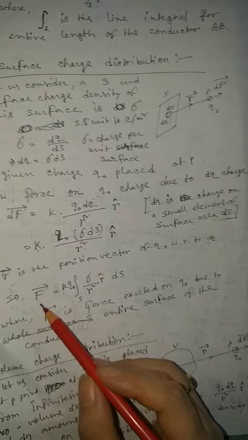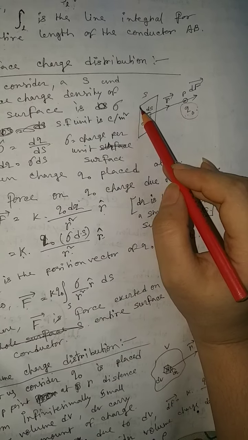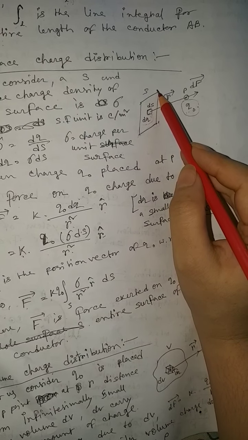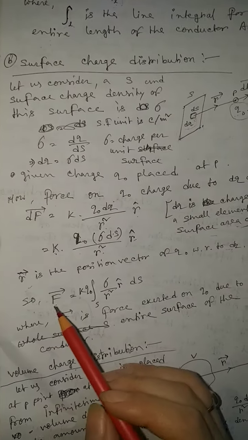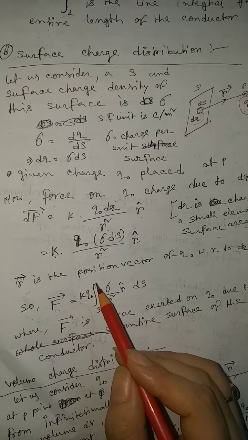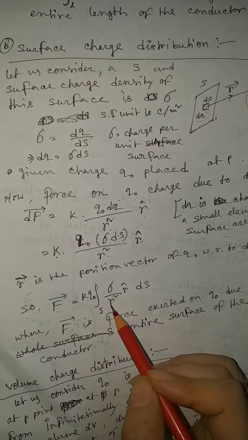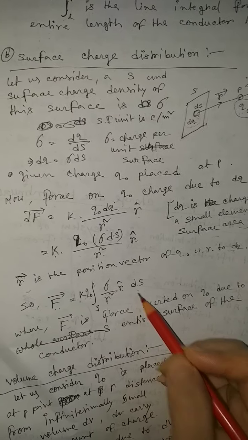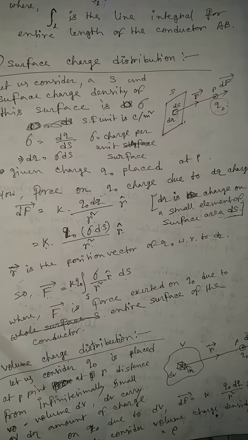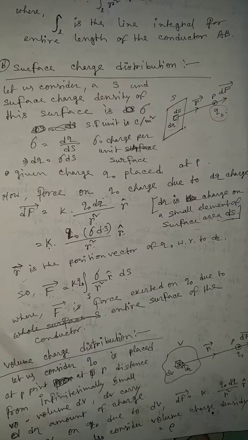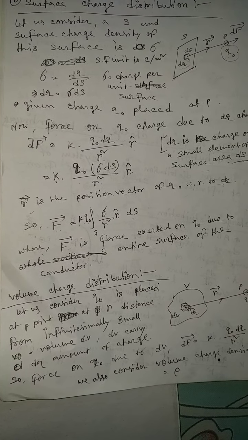So the total force exerted on q naught charge due to the entire surface of this conductor, or we can say for a surface, is F vector equals k into q naught into the surface integral of sigma by r square r cap into ds, where F vector is the force exerted on q naught charge due to the entire surface of the conductor. Clear? Now the third topic is volume charge distribution.